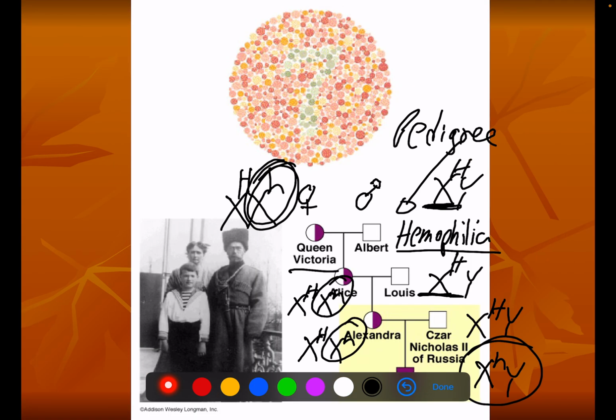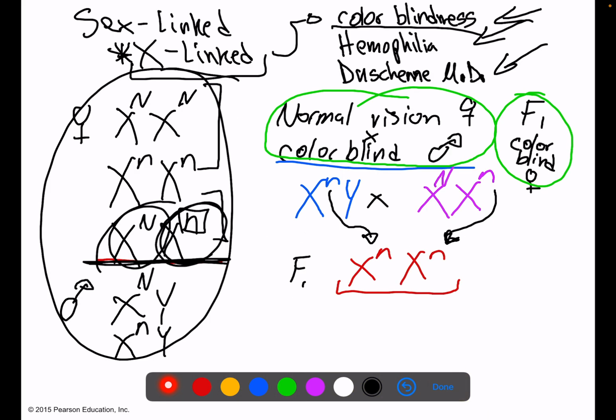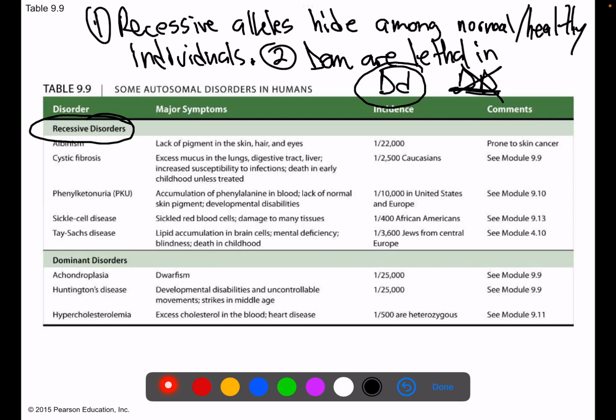Just like we saw here, Queen Victoria, Alice, Alexandra, they're all carriers. They're all X, big H, X, little h. They have normal clotting, but they don't know that they're carrying the hemophilia allele. That recessive allele is hiding among their normal lives. Here, this mom has normal vision, and she doesn't know that she's carrying a recessive allele for color blindness. So recessive alleles are hiding among healthy, normal individuals that are carriers. But dominant disorders, they show up right away.